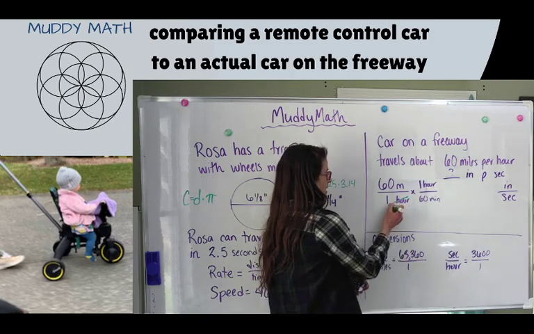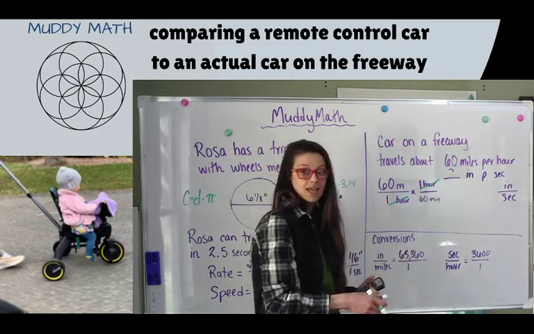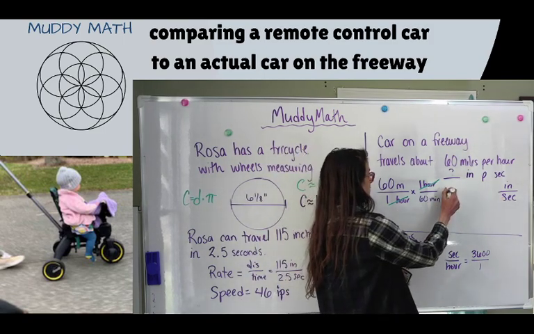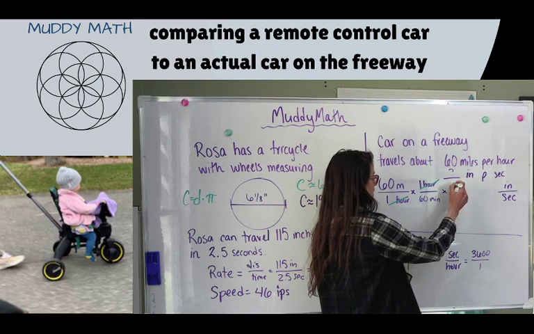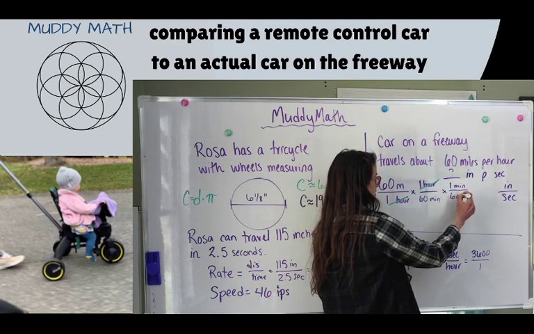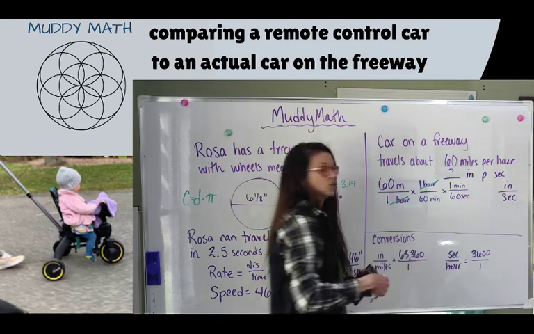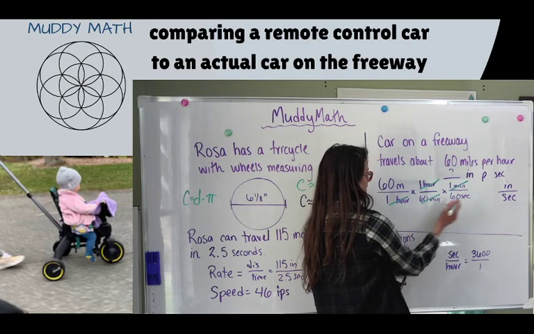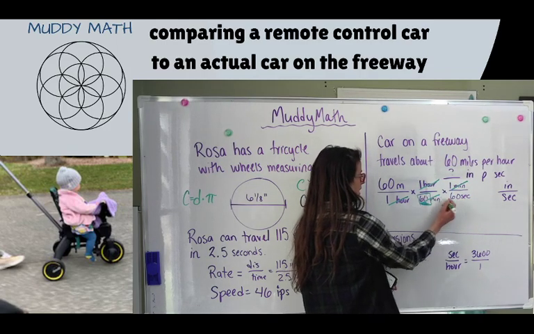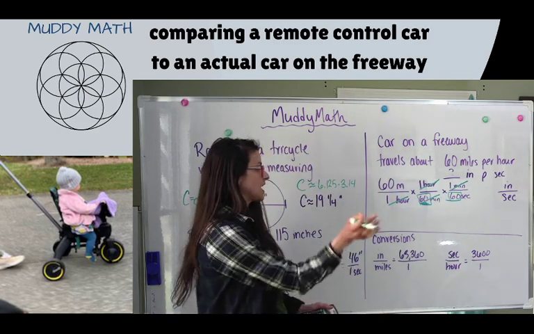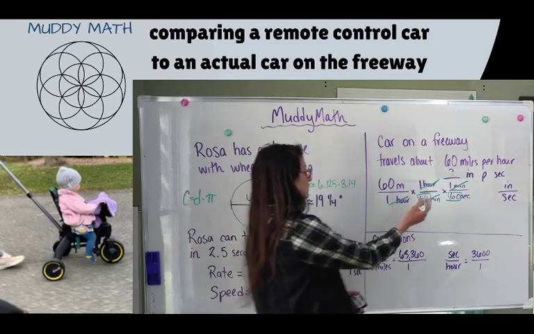1 hour and 1 hour cancel, they cross cancel, and now I have minutes, but I want seconds, I don't want minutes, so now I need to do it again. I need to multiply 1 minute over 60 seconds. So then I get miles per second. But look, the 60 and the 60 didn't cancel. It's just the units of measure. So now I've canceled out hours, I've canceled out minutes, I'm left with seconds.